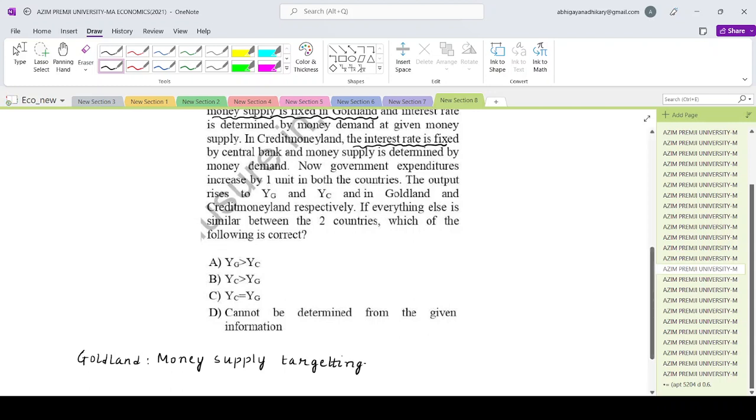It determines the level of money supply that is to be maintained, whereas Credit Money Land goes in for interest rate targeting.